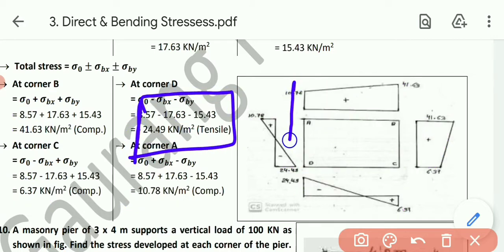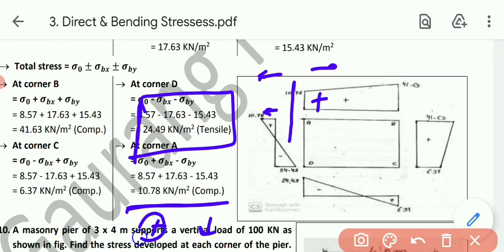For that one, if it is positive, move towards this side. If it is negative, move towards the left hand side. This one is right, this one is left side. And in the bottom, if it is positive, move towards right hand side, and if it is negative, move towards upward side, like that.